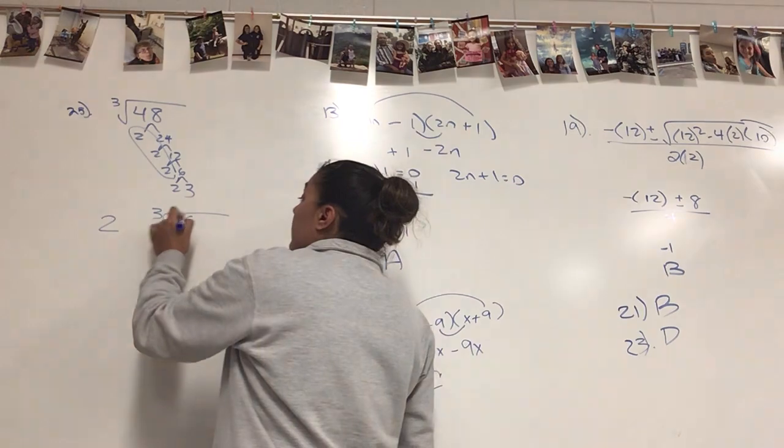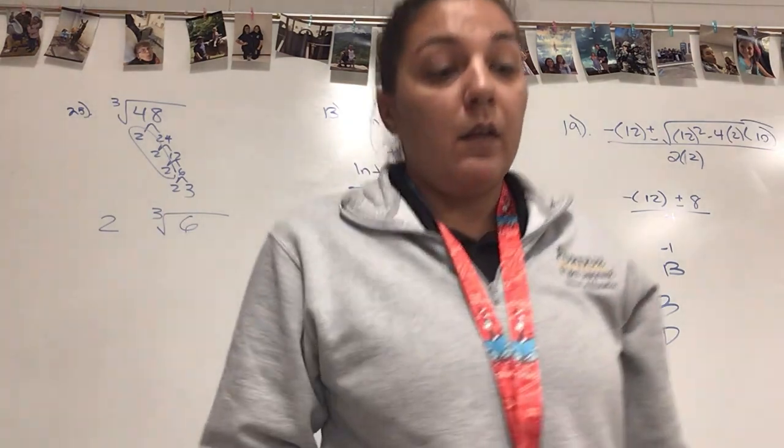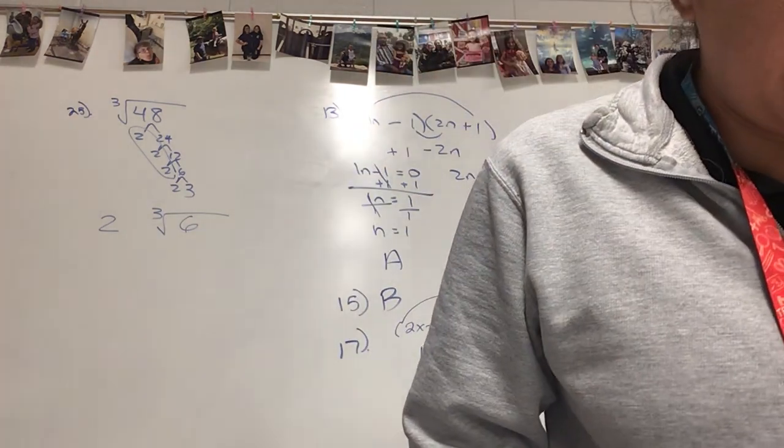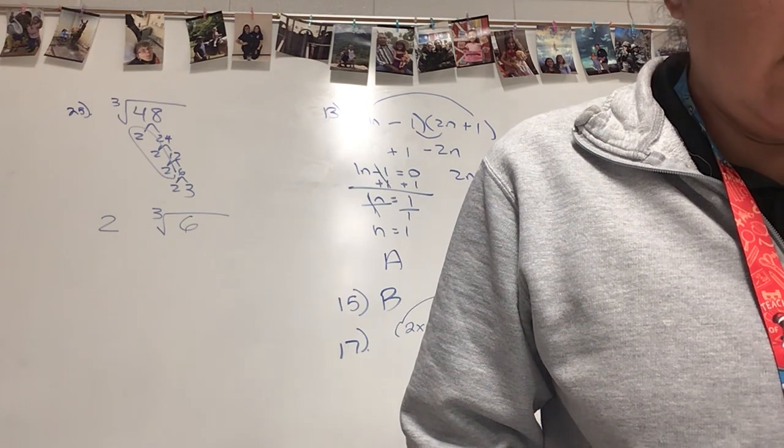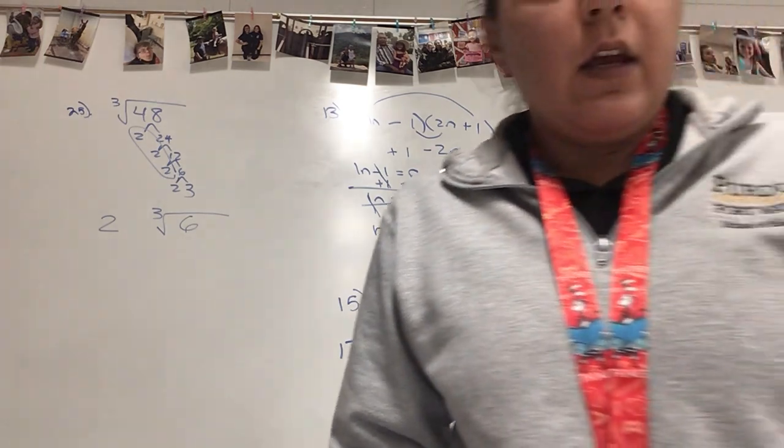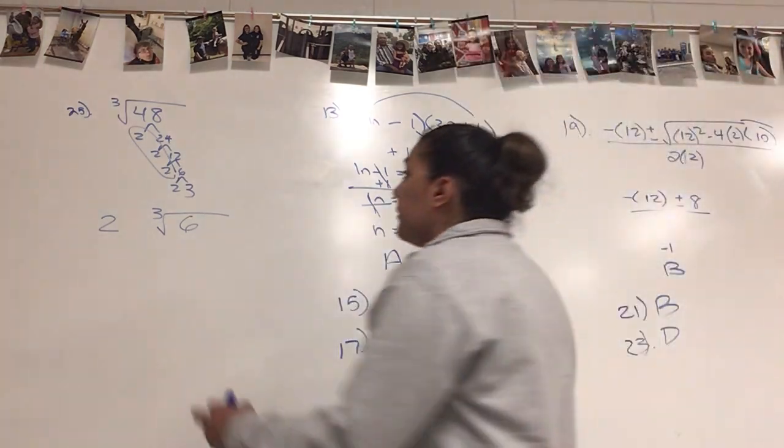It's B. It can't be A and C. Why can't it be A and C? Because the 3's on the outside. The 3's on the outside, okay? So it's going to be B.